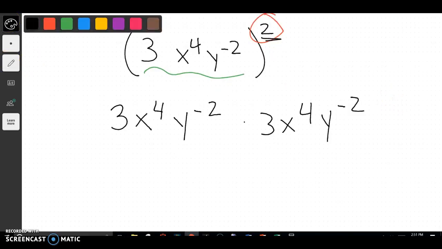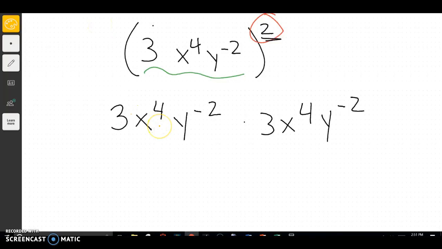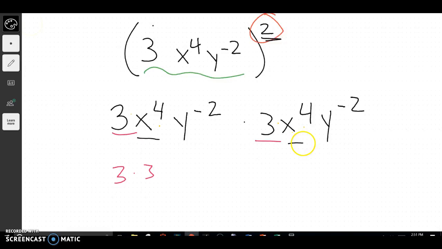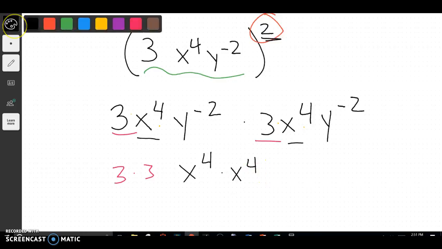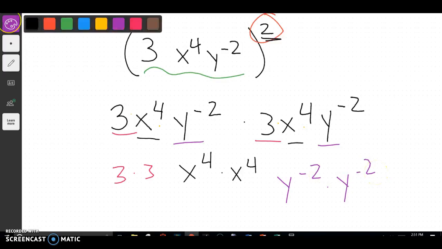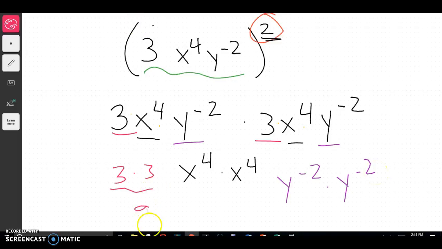Well, if you remember from yesterday, these things are actually all separated by multiplication, so they're not really connected. The first thing I will do is pull out all my numbers, which are the 3's. I'm going to pull together my x's, and I'm going to pull together my y's. Now this one's pretty easy to do, which would just give us 9.